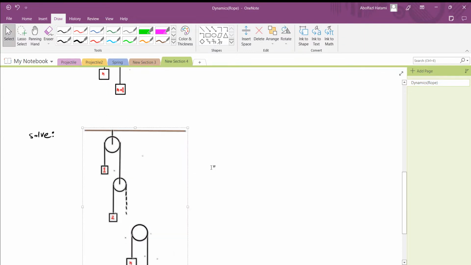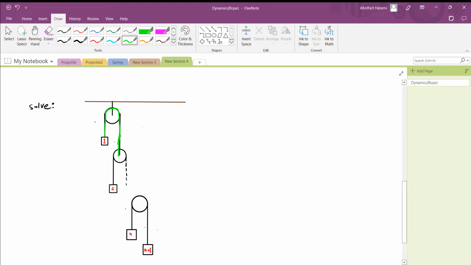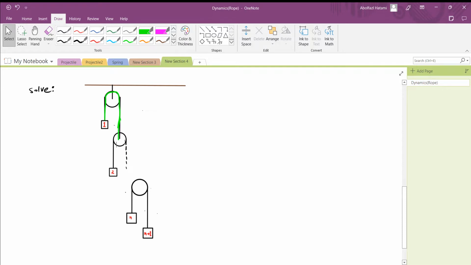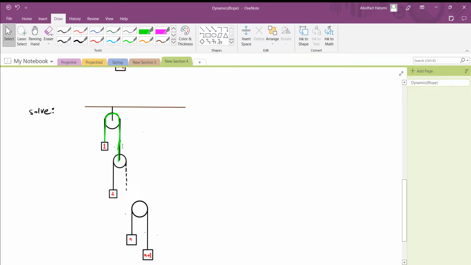This is the picture of the question, and this is the first rope. I colored it green. Let me find the tension in the first rope, then maybe I can generalize that and find the tension in the other ropes. What do you think the tension in this rope is?